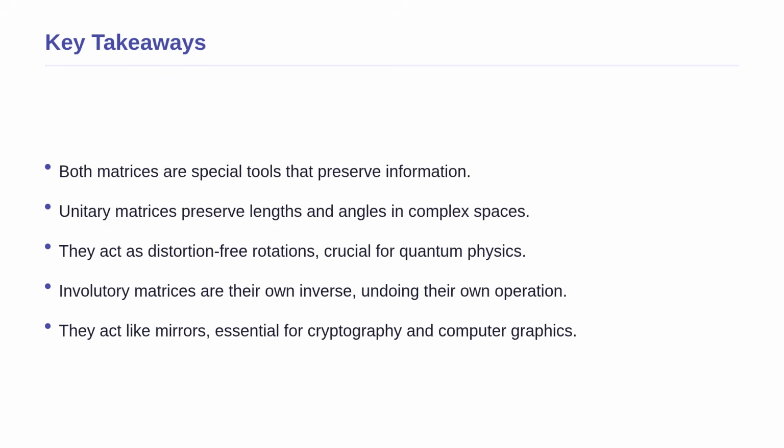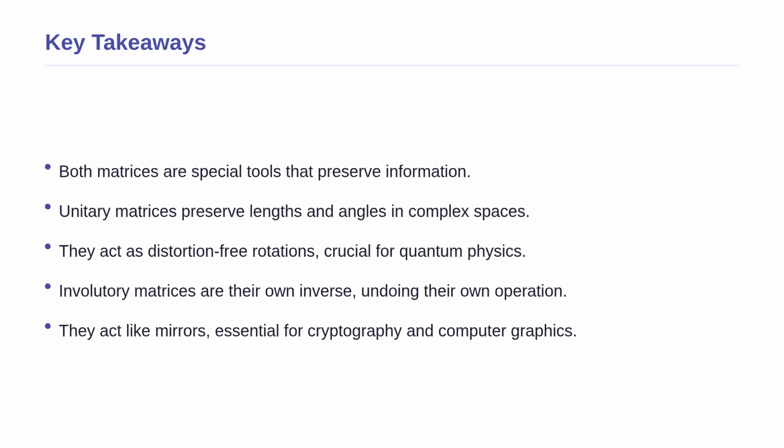We have covered a lot of ground today, so let us summarize the key takeaways. Both unitary and involutory matrices are special mathematical tools that preserve information, but they do it in entirely different ways. A unitary matrix preserves the length and angles of complex vectors, acting like a perfect, distortion-free rotation. This is the absolute backbone of quantum mechanics.